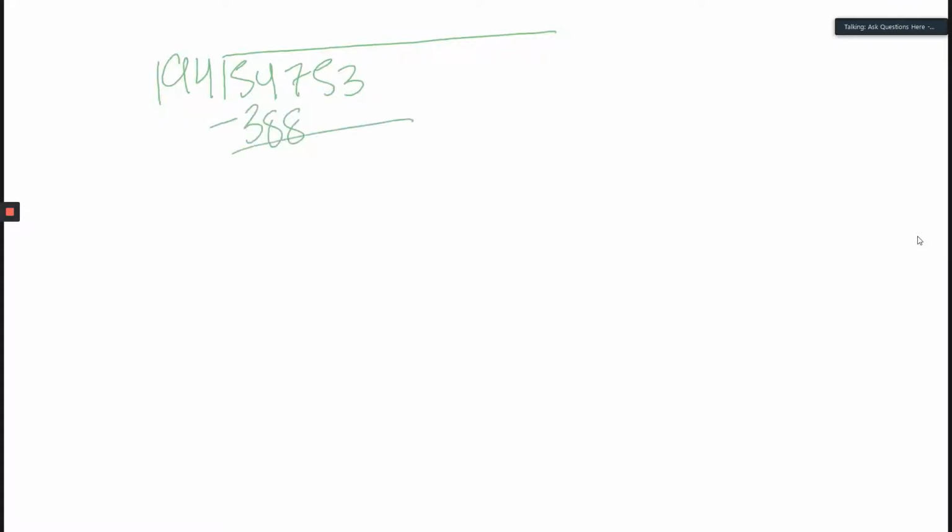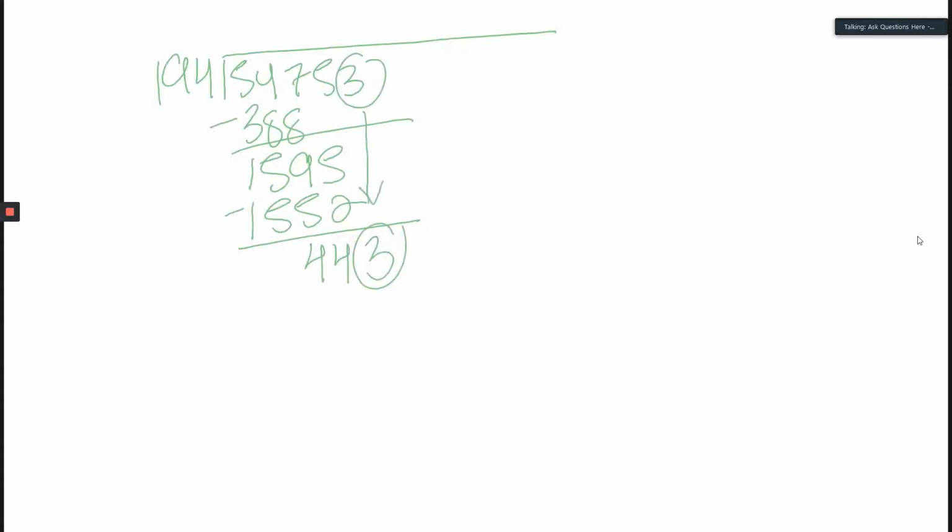This is a continuation of the math that we just did. So we subtracted 1552 from 1595. Now we got to our 443, with this 3 being brought down from here. So this is basically where we left off.